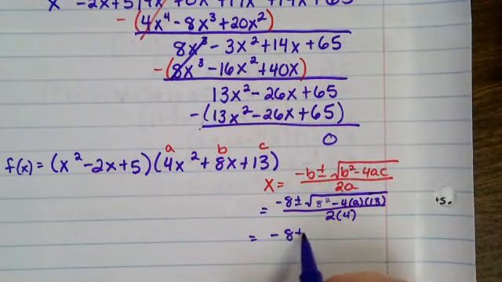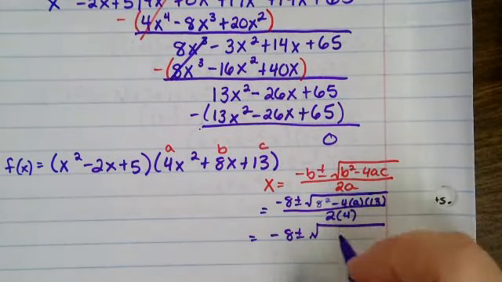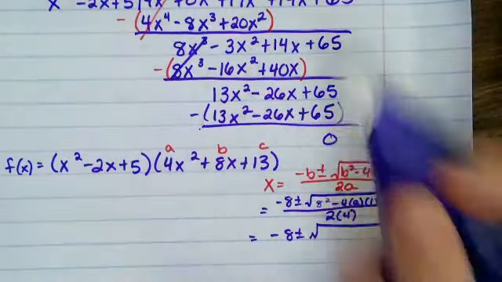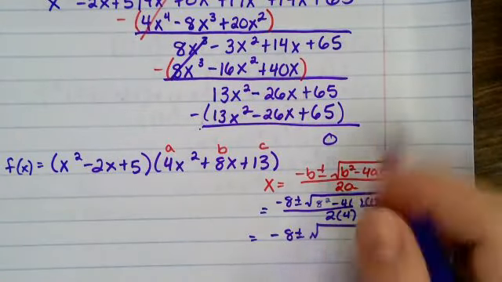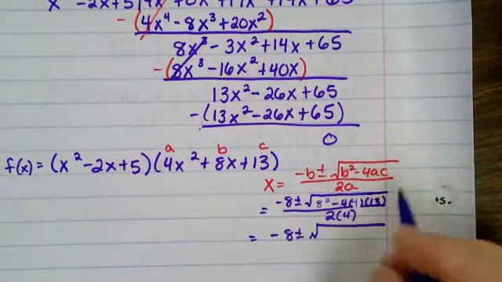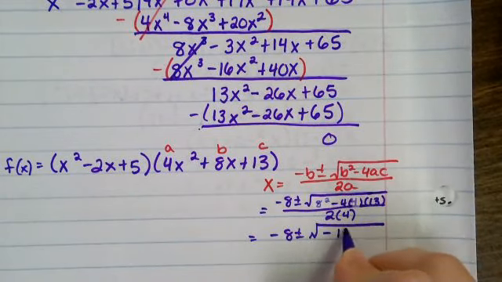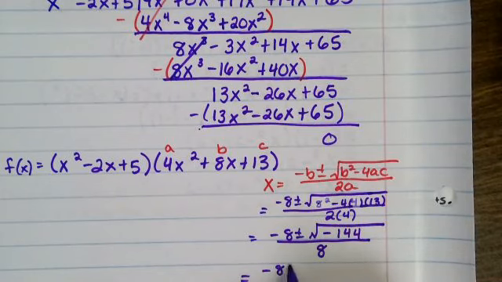So this is negative 8 plus or minus the square root. 8 squared, like I said, this is 64. I went ahead and did the math for this because I wanted to kind of keep this part shorter. So when I multiplied this out and then subtracted, I got negative 144 under the square root. And this is all over 8. Right, negative 8 plus or minus, if you square root this, you will get 12i over 8.